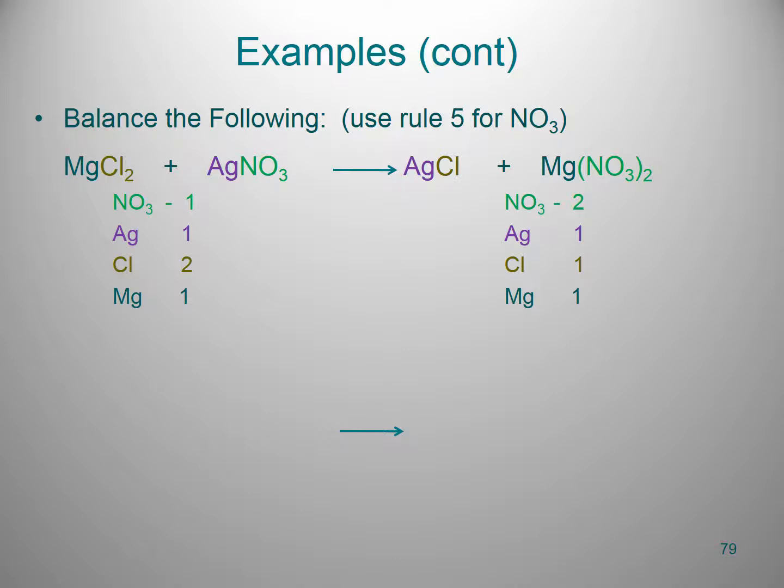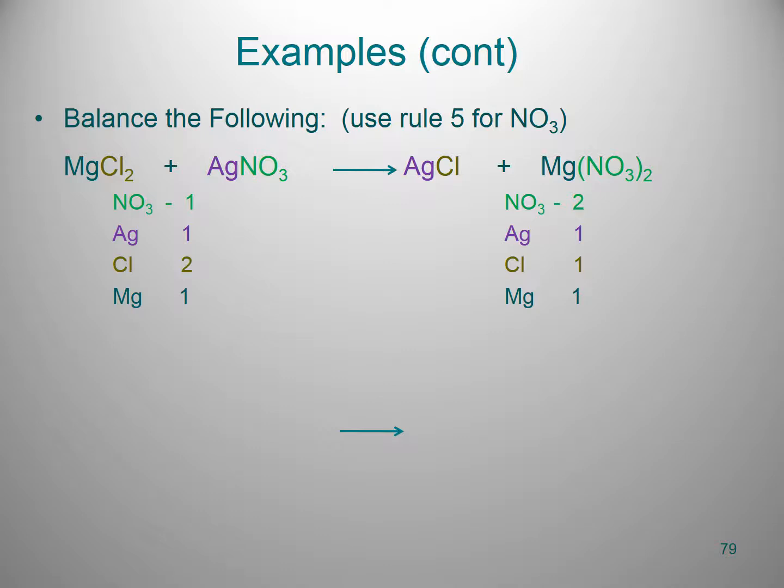All right, so let's look at this one. And this is what I was saying about a polyatomic. If you see the same polyatomic on both sides of the equation, it's just easier to take that polyatomic and balance it as a unit. Of course, you don't have to, but it does make it a little bit easier. So you can see here I've got 1 Mg on both sides. I've got 2 Cls on the left, 1 on the right. 1 Ag on both sides. 1 nitrate on the left, 2 on the right.